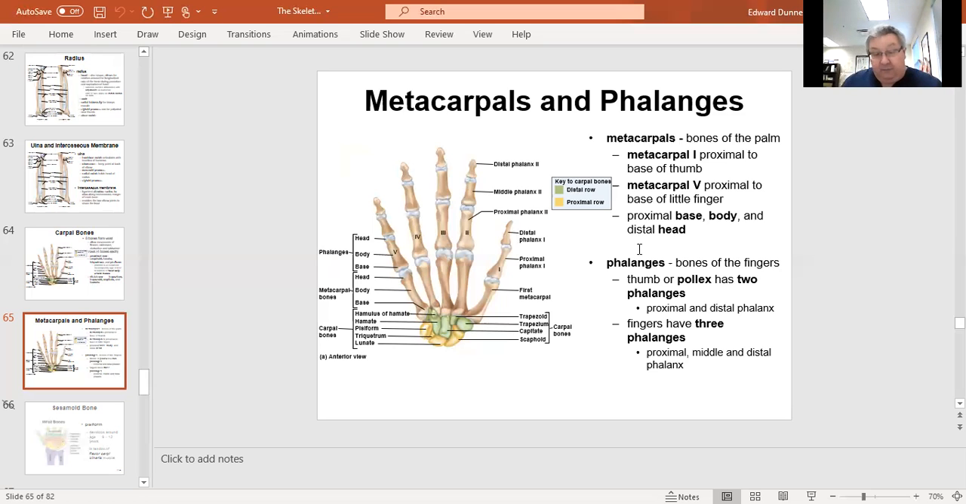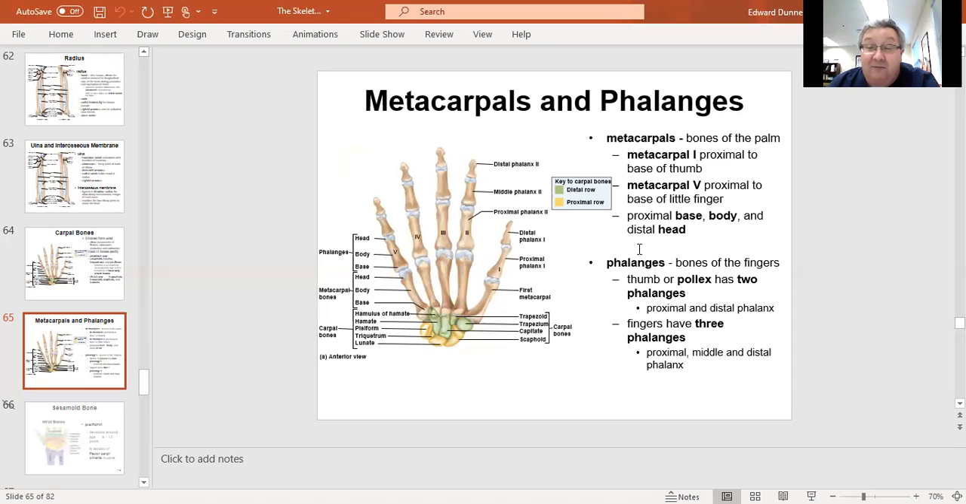All right. So being more specific, at the first metacarpal, we have abductor pollicis brevis, extensor pollicis brevis and longus, and flexor pollicis longus. That's at the first metacarpal. At the second metacarpal, we have extensor carpi radialis longus.